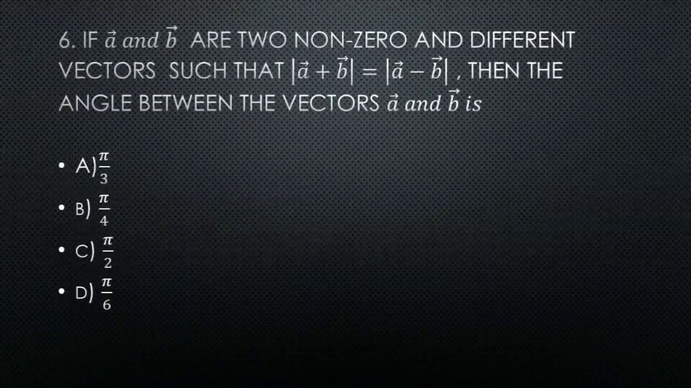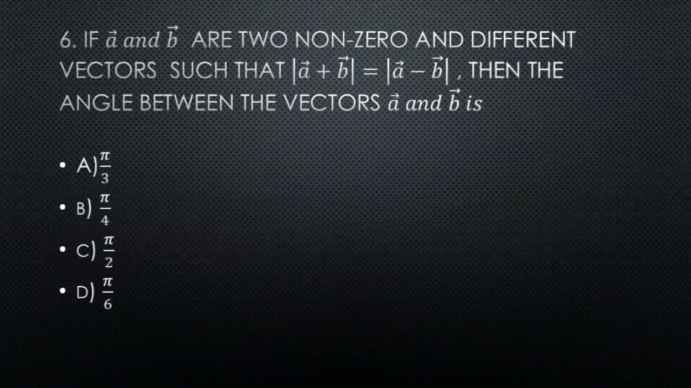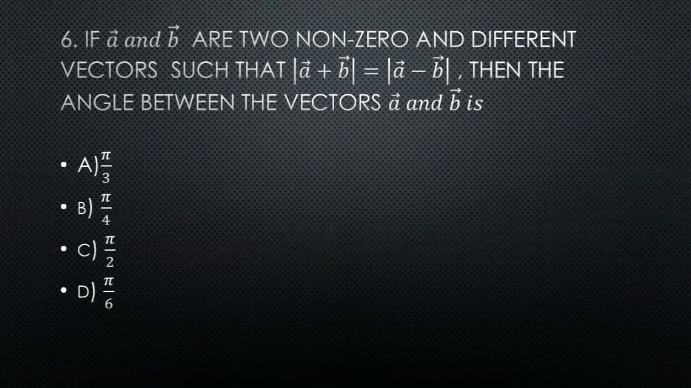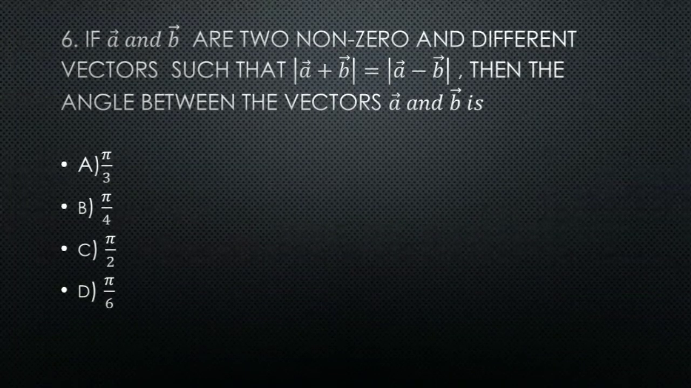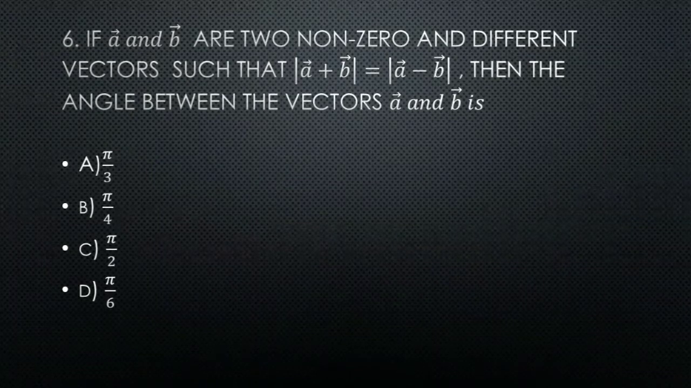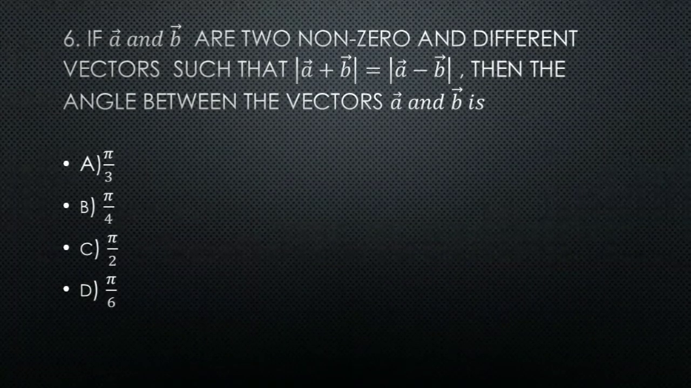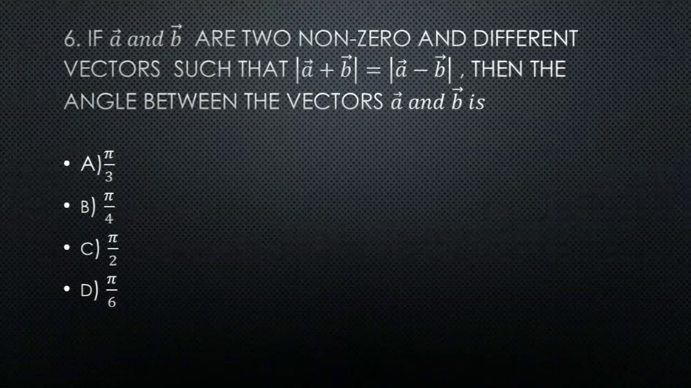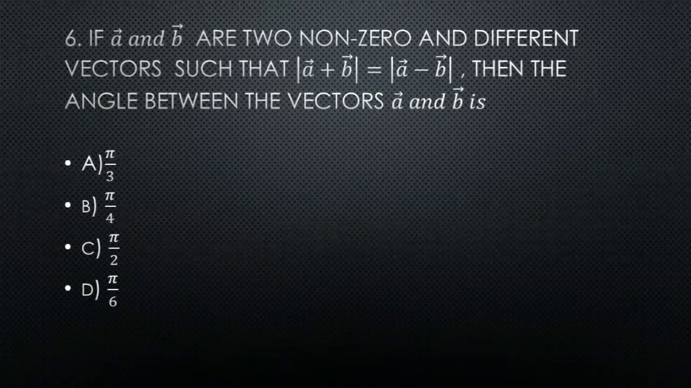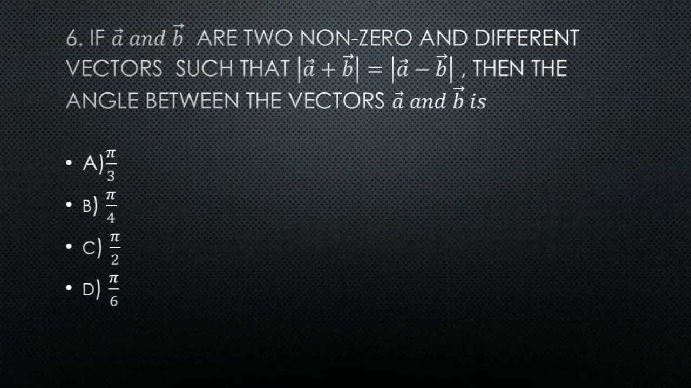See the next one. If A vector and B vector are two non-zero and different vectors such that the magnitude of A vector plus B vector is equal to the magnitude of A vector minus B vector, then what is the angle between the vectors A and B? By using that result directly we can say that the magnitude of A plus B being equal to the magnitude of A minus B means those two vectors should be perpendicular to each other. So the angle will be 90 degrees, that is C.